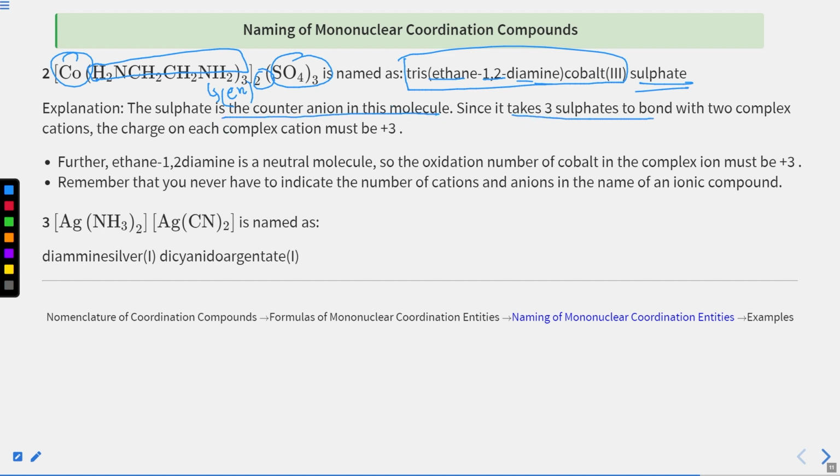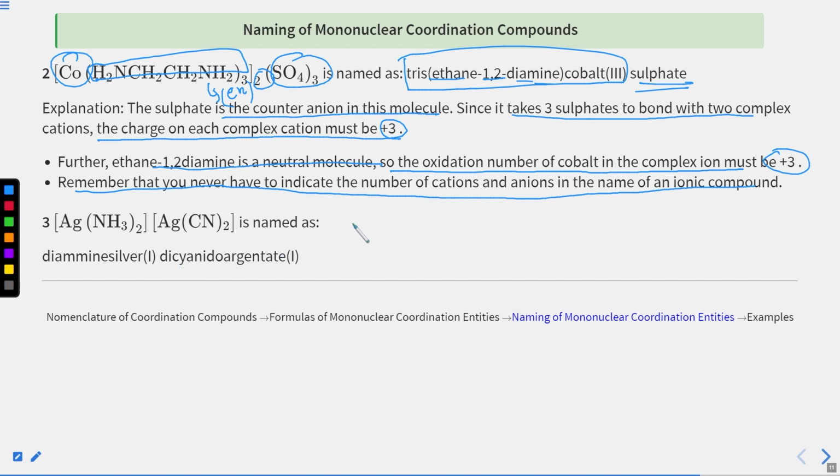Therefore, it will take 3 sulfates to bond with 2 complex ions, and the charge on each complex will be +3. We have seen that. Further, ethylene diamine is a neutral molecule, so the oxidation state of cobalt in the complex will be equal to how much? +3. That is the overall charge on the complex. Now we have to indicate the number of cations and anions in the name of the ionic compound.